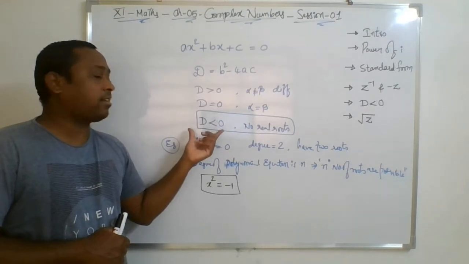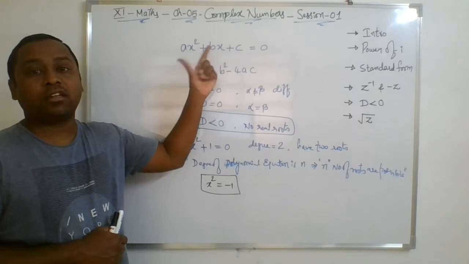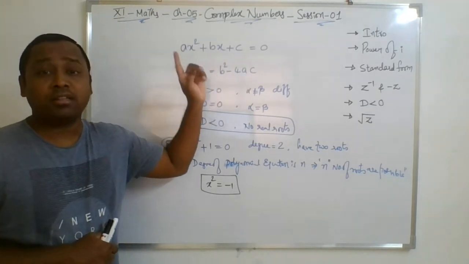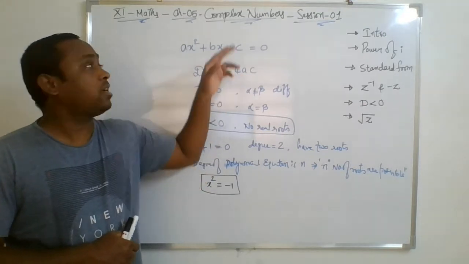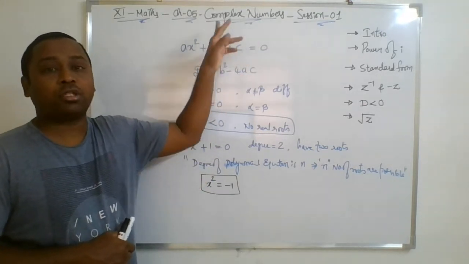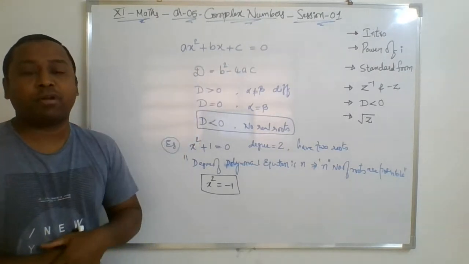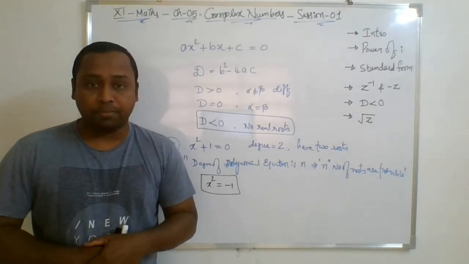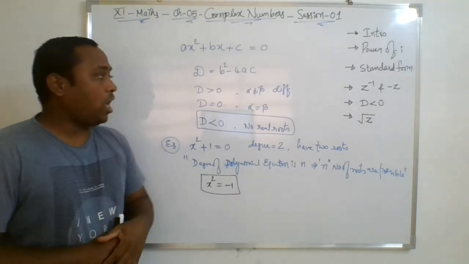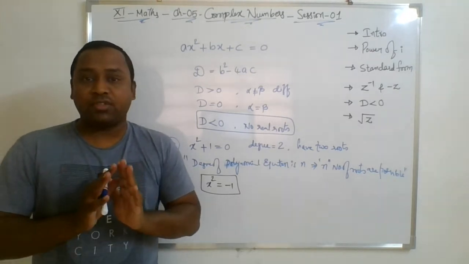Though the discriminant value is less than 0, we are able to find the roots of a quadratic equation. This is a fundamental objective of this chapter, our introduction of this chapter. So this is the main purpose of introducing complex numbers in the curriculum. Fine. So now, before getting into the topic, the objective is very clear.